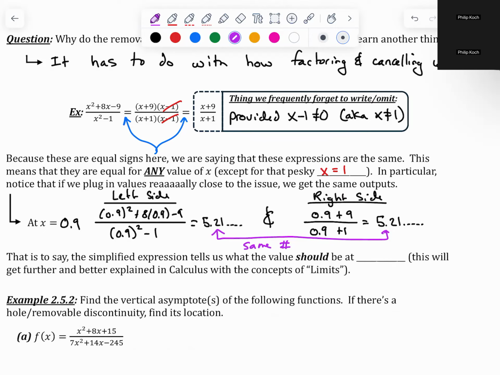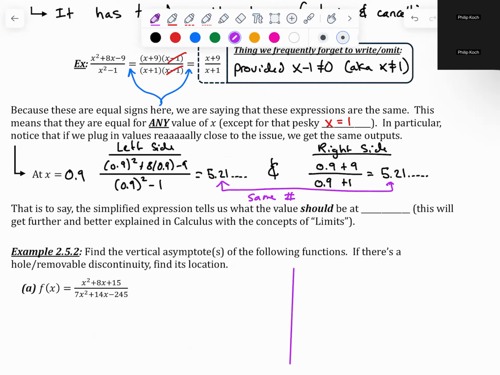So, do you remember when we were doing piecewise functions? Don't draw this, it's just for reference. If this was the dividing value and the curve looked like this, remember we plugged the number into the function to find out what it should be at that value. Even though it doesn't exist at that point, one idea is that you can keep trying to plug in numbers really, really close to that value and see what it approaches. The same thing is true here. So that is to say, the simplified version tells us what the value should be at x equals 1.